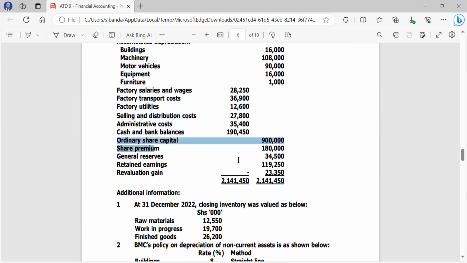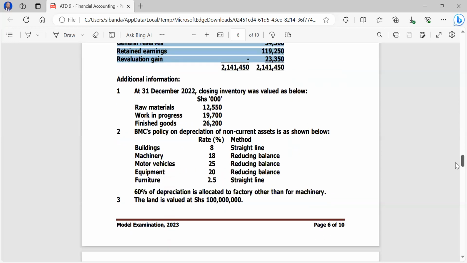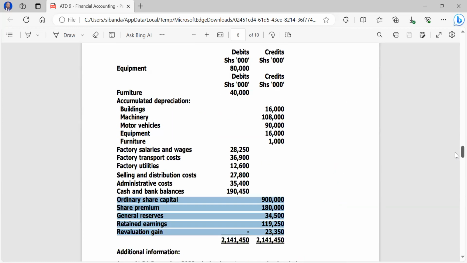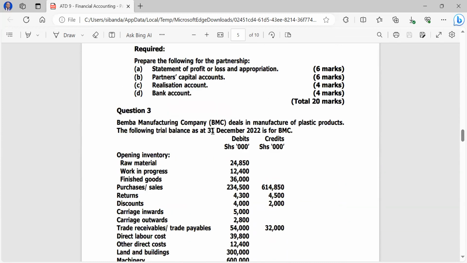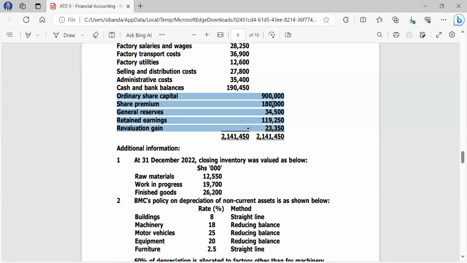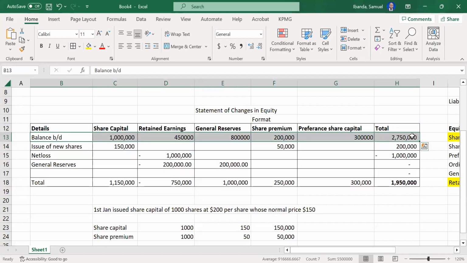Then we now start. You see these that we are seeing here? These are our equity items. These are our equity items. And remember, this is asking us to prepare a statement of changes in equity for the period ended 31st December 2022. So it means that this is the trial balance for 31st December 2022. So these are our period end balances. But remember, we say that when we are preparing our so-called statement of changes in equity, we start with the balances brought down.